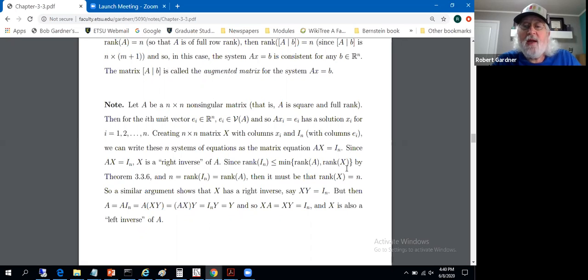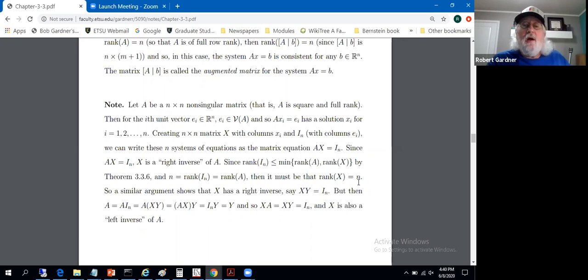I know the rank of A is n. Well, then the rank of X can't be less than n, or we've got an absurdity. We'd have n is less than or equal to something that's in fact less than n, so we can't have that. So it must be that the rank of X also equals n. X is an n by n matrix, and it wouldn't be meaningful for the rank of X to be larger than n. So we must have that the rank of X is precisely n. By the way, that means X is a full rank matrix as well.